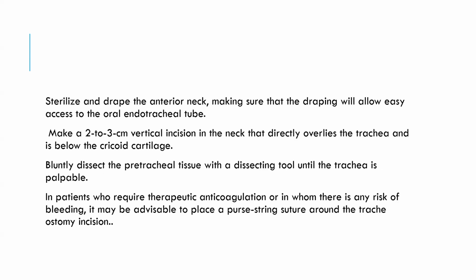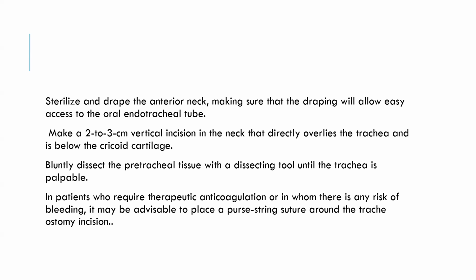Sterilize and drape the anterior neck, making sure that the draping will allow easy access to the oral endotracheal tube. Make a 2 to 3 centimeter vertical incision in the neck that directly overlies the trachea and below the cricoid cartilage. Then bluntly dissect the pretracheal tissue with a dissecting tool until the trachea is palpable.